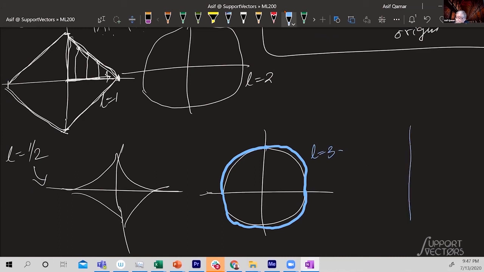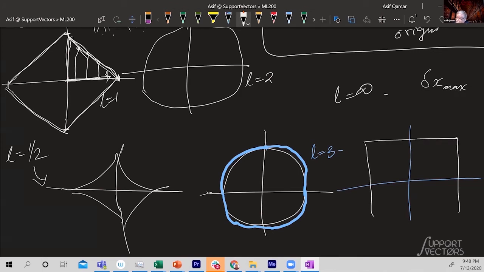And then remember, we talked of the infinite norm, L is equal to infinity. That devolved to the largest value, the largest delta x, the max. So it looks like this. It actually looks like a unit square. The circle devolves into a unit square. Let me explain why that is so.